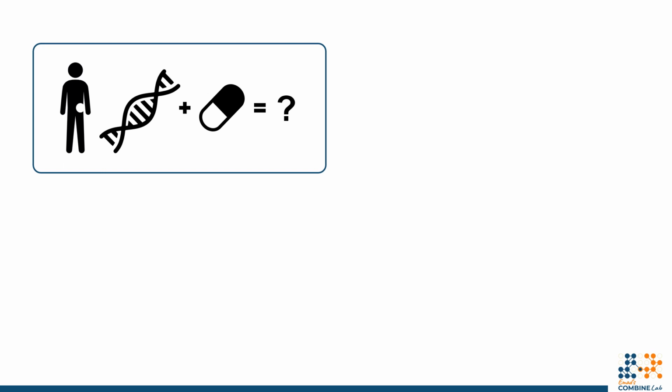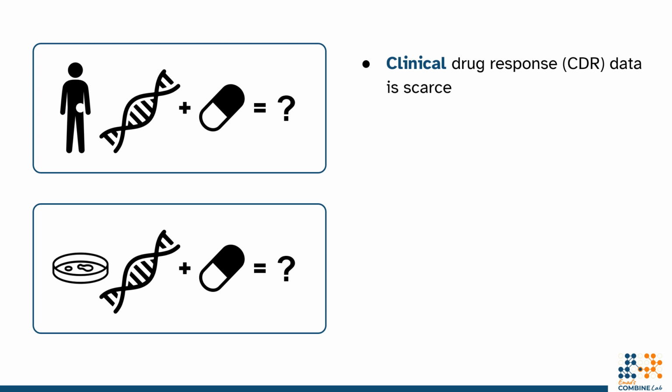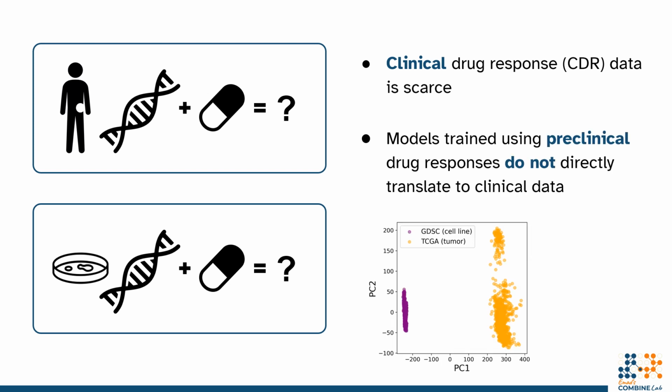Typically, we would train a model to address these tasks. We are specifically interested in deep learning because it has seen many successes in modeling complex relationships. However, clinical drug response data is so scarce that training and testing on clinical data alone is very challenging. One could say that we could use preclinical data or in vitro drug response data to train our model. However, models trained on preclinical data typically do not translate to clinical data because of various biological and statistical discrepancies.